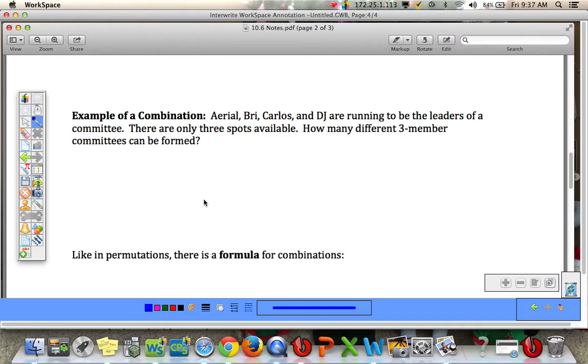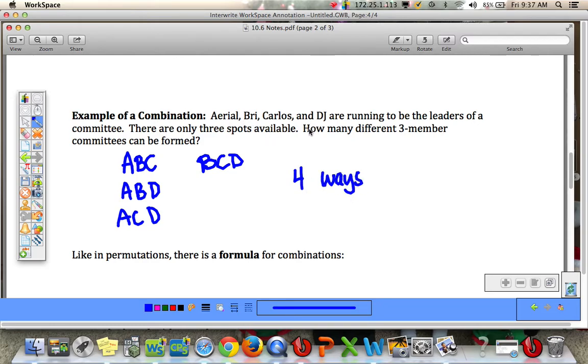And let's say we didn't know how to solve, we could make a list. So if we make a list, Ariel, Bree, and Carlos could win. That is the same as Carlos, Bree, and Ariel, so we're not going to write all the different arrangements of A, B, and C. We could say, all right, Ariel, Bree, and DJ could win. Ariel, Carlos, and DJ could win. And then there's only one more, Bree, Carlos, and DJ could win. So really here, there's only 4 different ways that 4 people could become a 3-member committee. Okay, so that is an example of a combination.